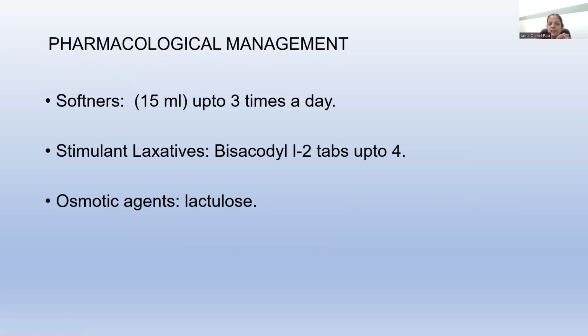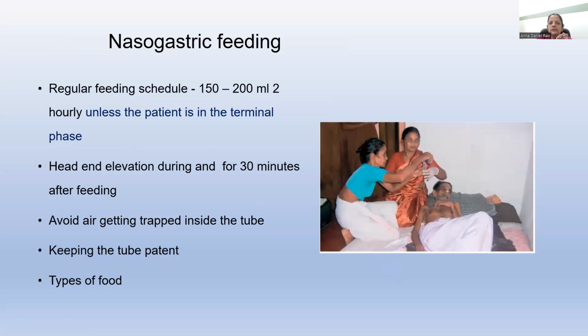In pharmacological management, softeners are used, 15 ml up to 3 times a day. Many patients require stimulant laxatives like bisacodyl, 1 to 2 tablets, up to 4 tablets you can go. Osmotic agents like lactulose can also be used. So finding out the cause of constipation is very essential. What if the patient is on nasogastric feeding?